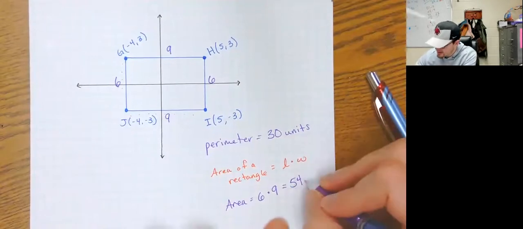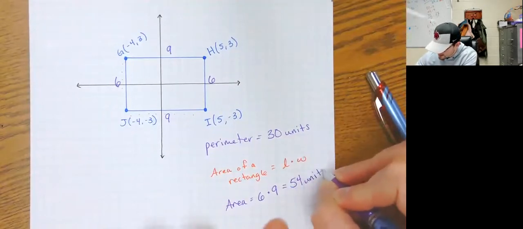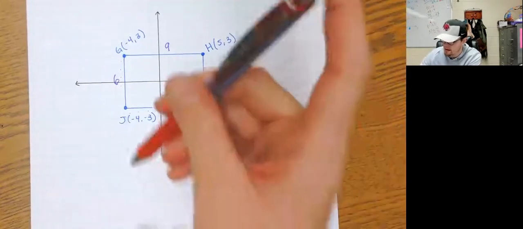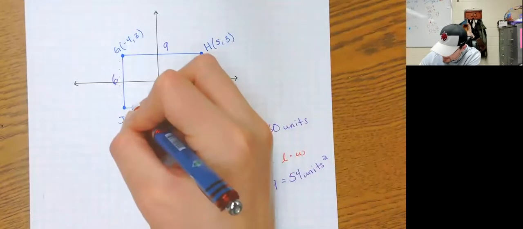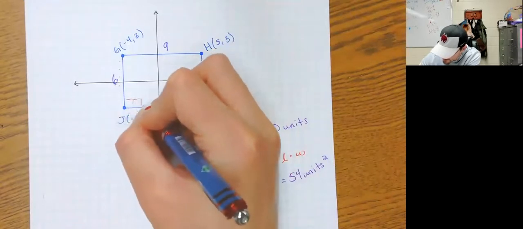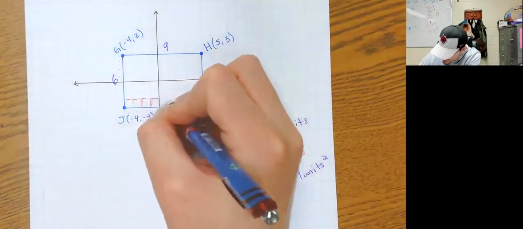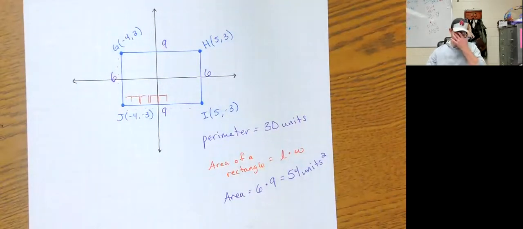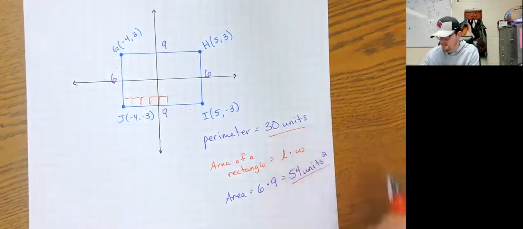54 units squared, right? Because area is units squared. There are 54, if you were to count one by one, there are 54 square units inside this rectangle. All right, so that one, pretty easy, pretty cake. Perfect, good, done. That's my answer.